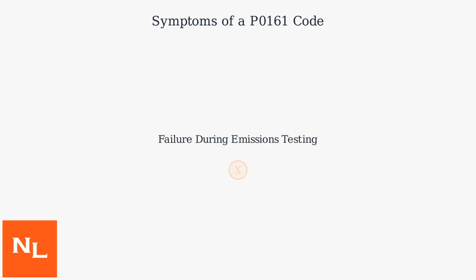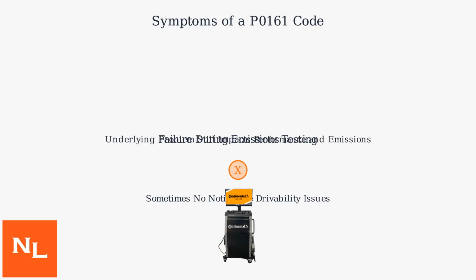This happens because the sensor's heater circuit failure affects idle stability. Your vehicle may fail emissions testing, as the malfunctioning oxygen sensor heater prevents proper monitoring of exhaust gases. This can lead to higher emissions of pollutants. In some cases, you might not notice any obvious drivability issues with your vehicle. However, the underlying problem with the oxygen sensor heater circuit can still negatively impact overall performance and emissions control.